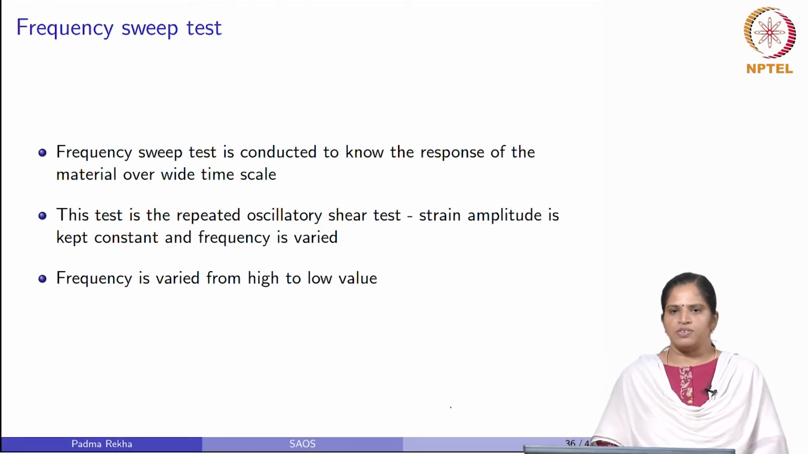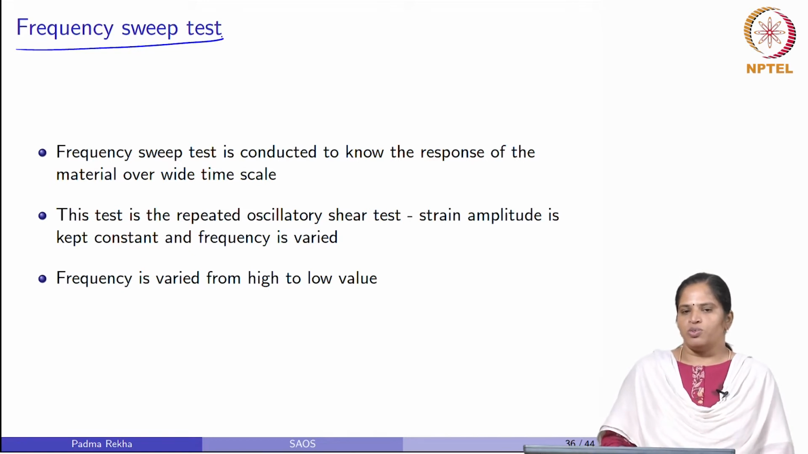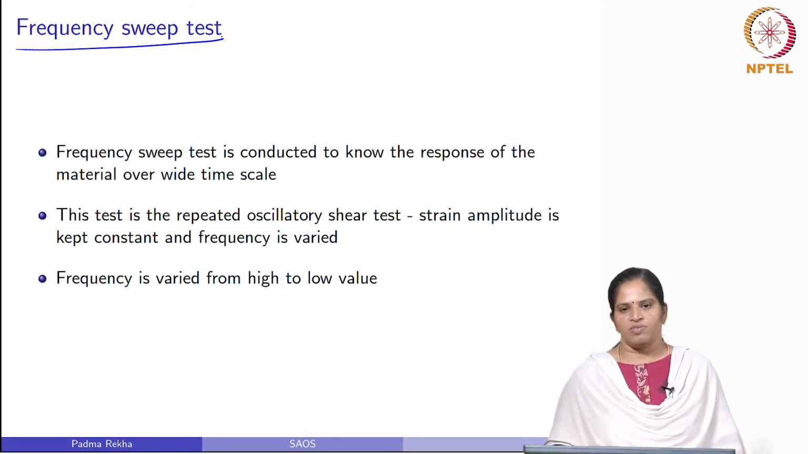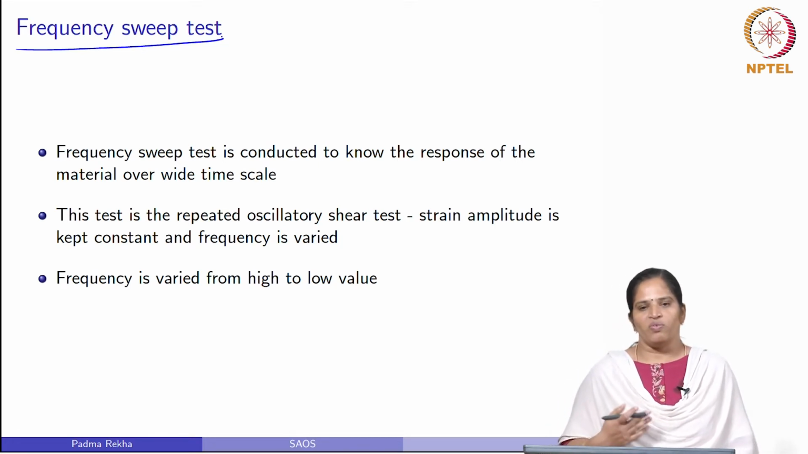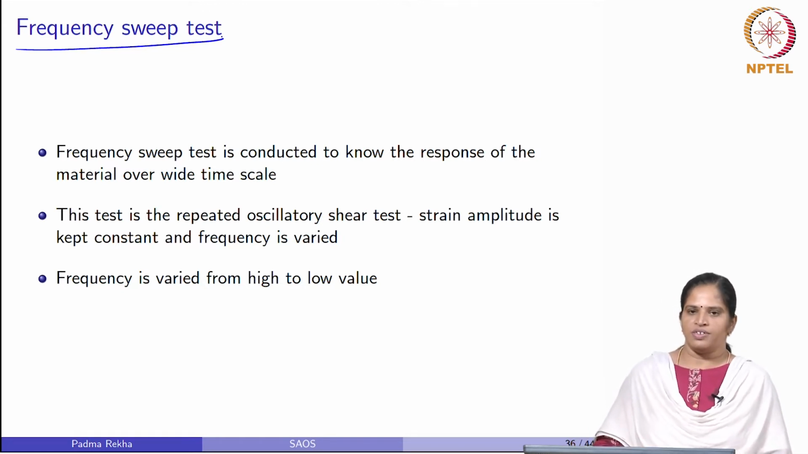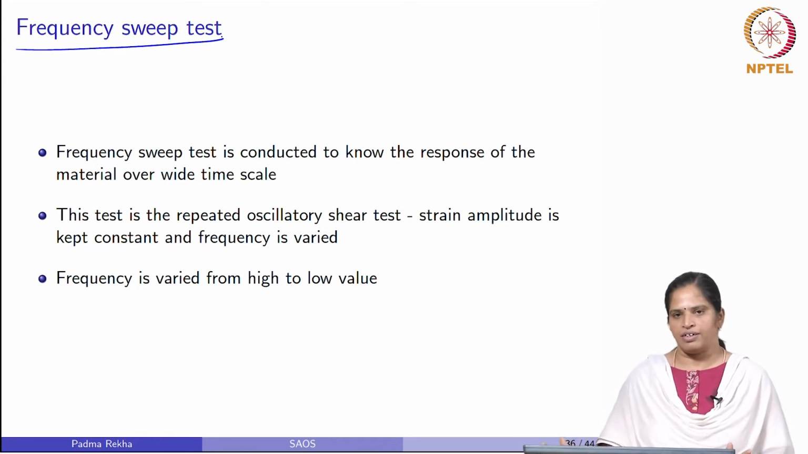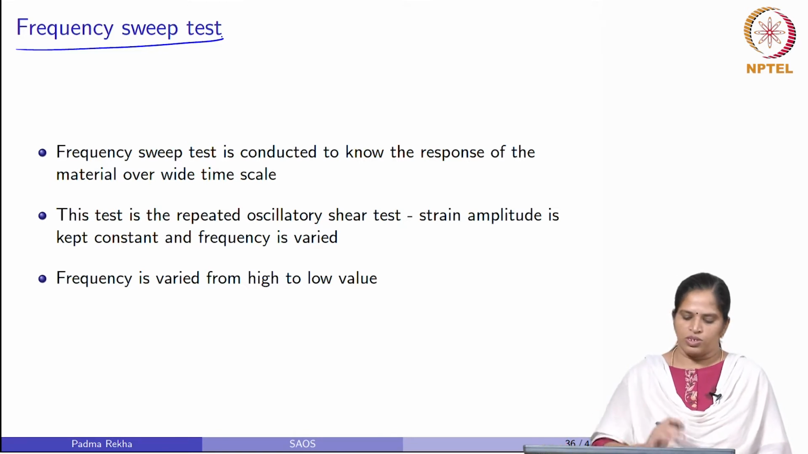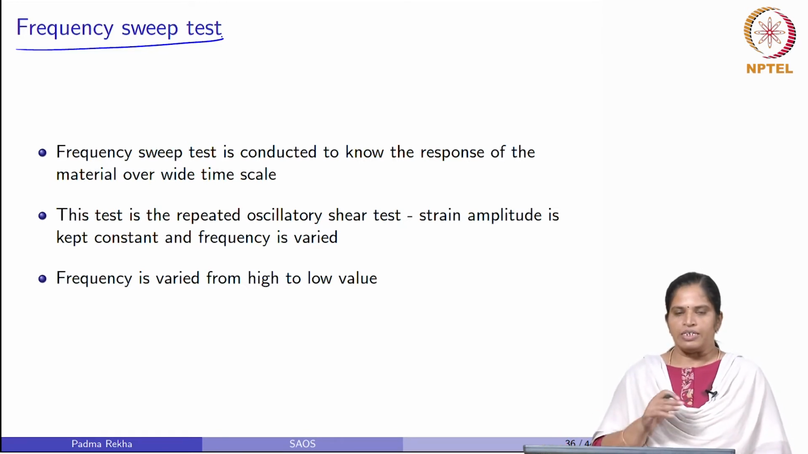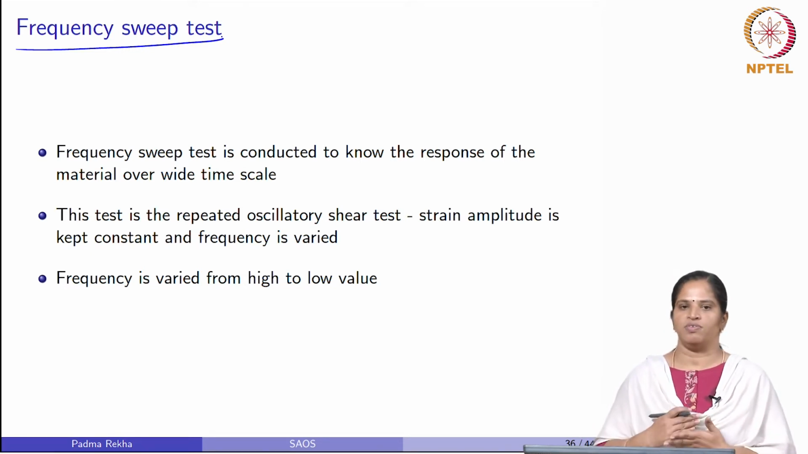So, the next common test which is conducted for bitumen in oscillatory shear testing is a frequency sweep test. By varying the frequency, we are trying to understand the behavior of bitumen over a wide range of temperature. The inverse of frequency is time. So, if you want to know the behavior of bitumen over a wide time scale, we do this frequency sweep test. In this frequency sweep test, we keep the strain amplitude constant and vary the frequency.